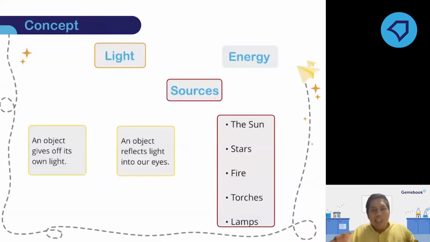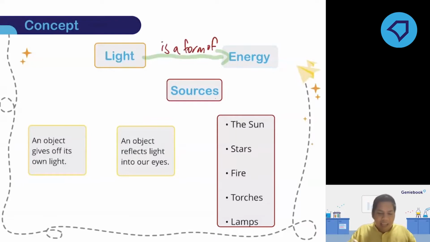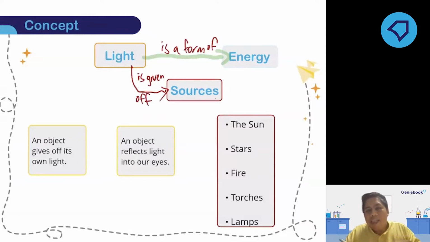Let's summarize what you are supposed to know about light. Firstly, light is a form of energy, correct? And then light, so you might want to copy this down in your notes also, is given off. See, we don't use the word given out, it's given off, by sources such as the sun, stars, fire, torches, and lamps.